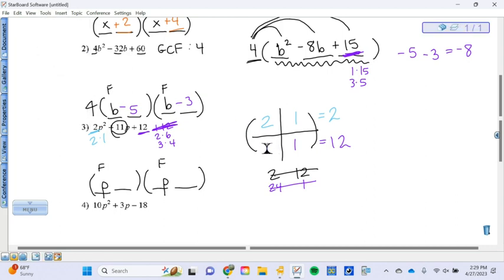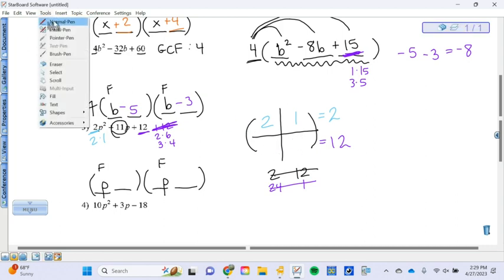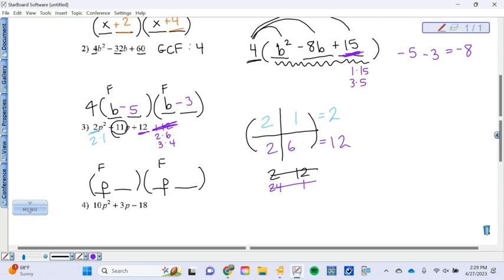Let's try 2 and 6. What's 2 times 2? And 6 times 1 is? 4 and 6. Can that get me to 11? No. That doesn't work. What if we tried 6 and 2? 2 times 6 is? And 1 times 2 is? 2. 12 and 2, is that going to get me to 11? No. Okay, so 2 and 6 are out.